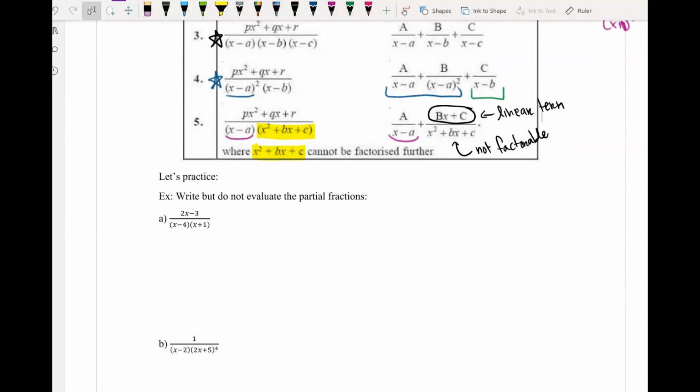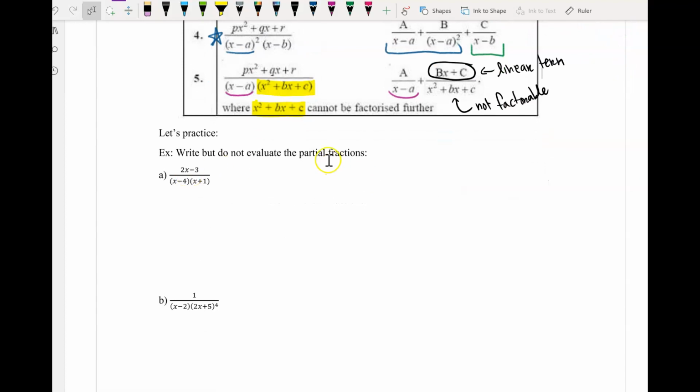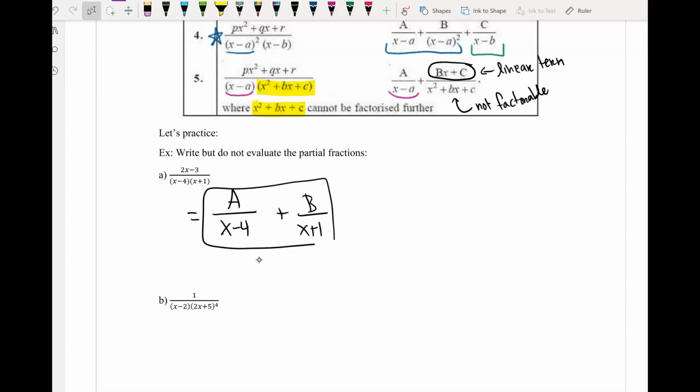So here, write but do not evaluate the partial fractions. So here we have (2x minus 3) divided by (x minus 4)(x plus 1). Notice on the bottom, you don't need to factor anything. Everything is factored for you. Nothing is repeated. So this is actually a basic partial fraction. It's just going to be A over the first factor plus B over the second factor. So there was really nothing to this problem. That's just basically it.